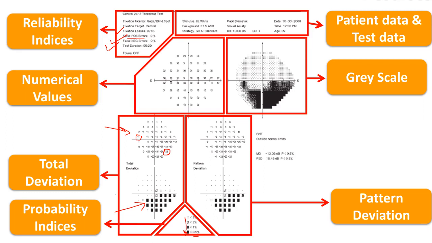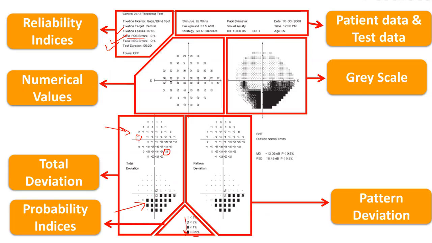So the total deviation will represent all the decrease in sensitivity caused by any reason, whether related to the retina or the optic nerve, or even a media opacity like cataract, or a small pupil, or a refractive error. So it is not only related to glaucoma.